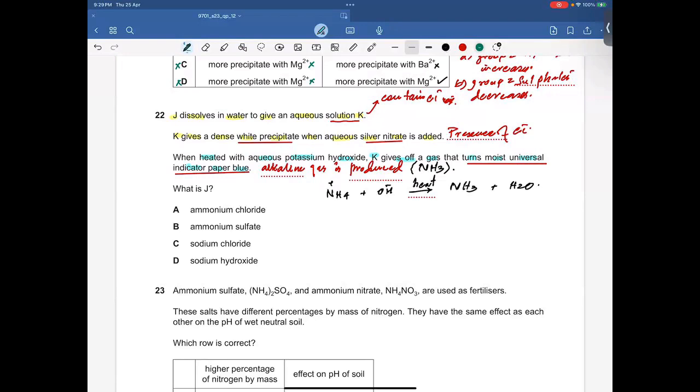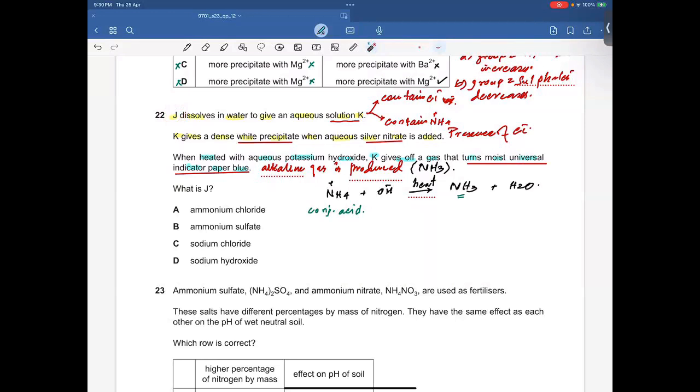And one more thing, this ammonium ion is a conjugate acid, which means it can react with hydroxide ions forming ammonia and water. So this ammonia is basically an alkaline gas. That means this solution K also contains ammonium ions. And that's the test you have done in salt analysis as well, both in O levels and in AS chemistry practicals, all right?